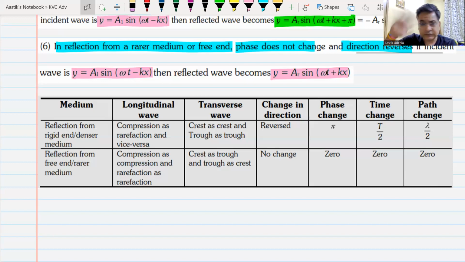We understand, sir. I'll give you 2 minutes to draw this table if you want to. Everything we have already discussed. This is just put in a tabular form.